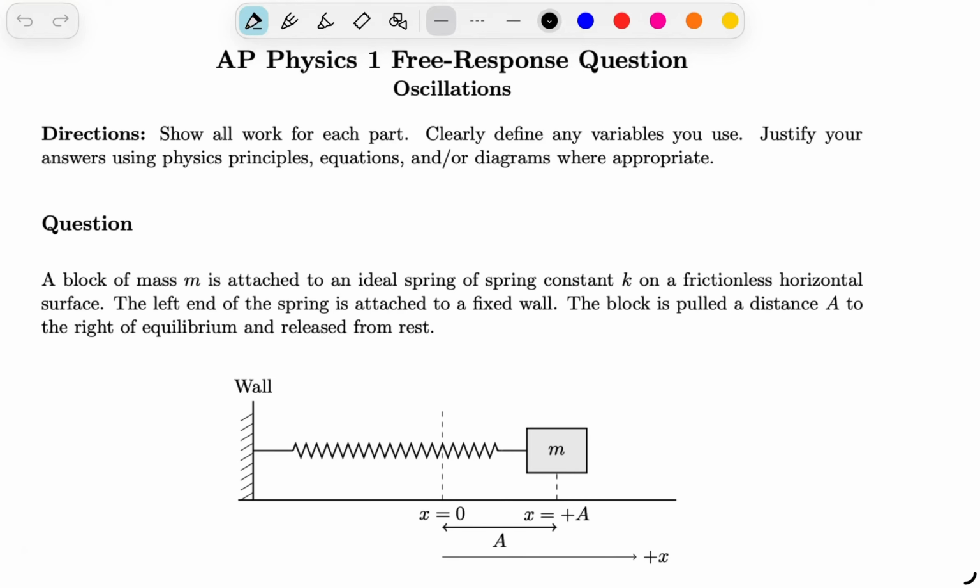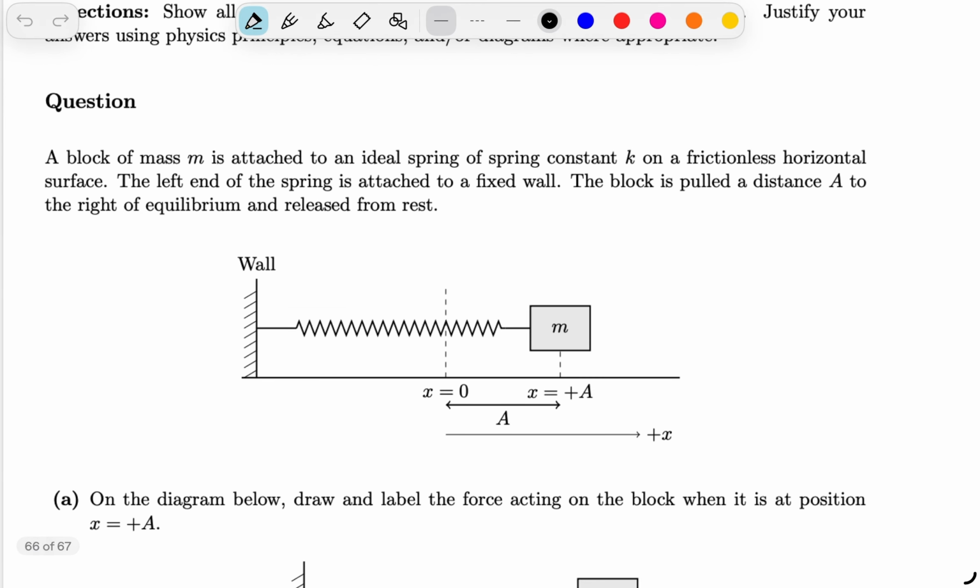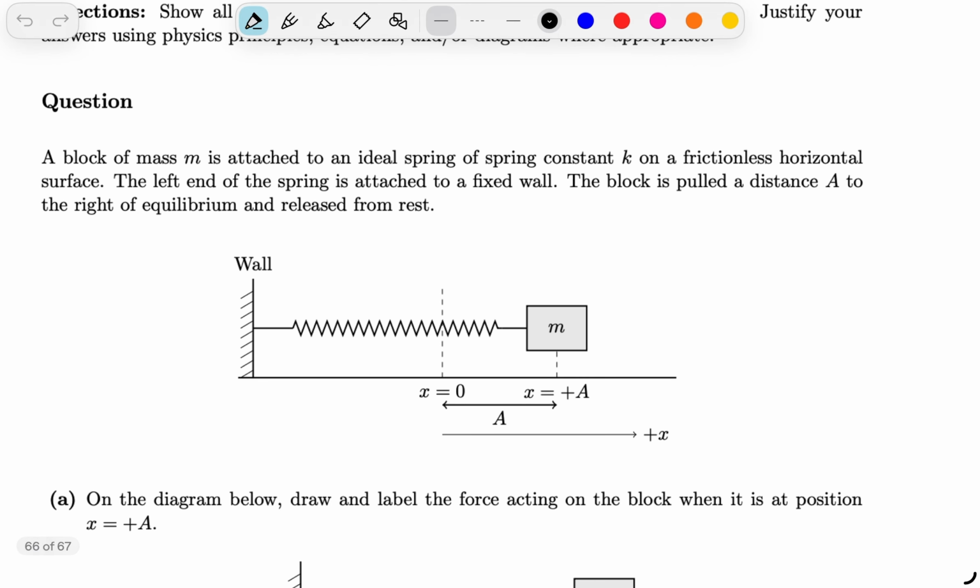In this video, we're going to be doing an AP Physics 1 FRQ for Unit 7 oscillations. Let's say we have a block of mass M attached to an ideal spring of spring constant K on a frictionless horizontal surface. The left end of the spring is attached to a fixed wall and the block is pulled a horizontal distance A to the right of the equilibrium and released from rest.